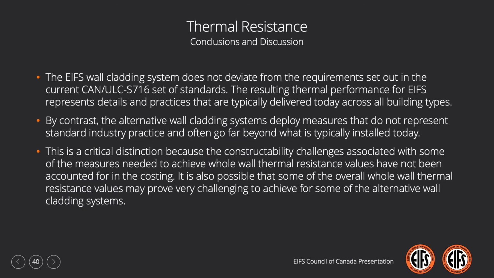So what conclusions can we draw from all of this work? Well, the first one is that the EIFS-clad walls did not have to deviate from the requirements set out in their respective standards. The resulting thermal performance for the EIFS represents details and practices that are typical for EIFS project delivery today, including in our high R wall context. By contrast, the alternative wall cladding systems had to deploy, in some cases, measures that do not represent standard or common industry practice, and in some cases go quite a distance beyond what is typical today. This is a critical distinction because of the constructability challenges that emerge, in particular with our masonry veneer.